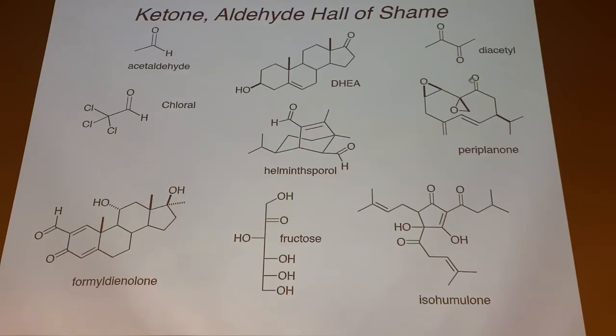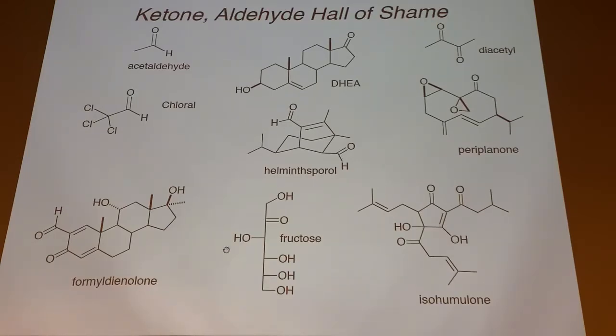Periplanone, we got a ketone there. That's a cockroach pheromone. Isohumulones in beer, fermented hops. You got a ketone there, and there. Helminthosporal, a toxic material in the hemlock tree. Two aldehydes, that doesn't look like a real toxic thing, but it can form cross-links with DNA because the aldehydes are electrophilic and it's the right shape that can interact there.